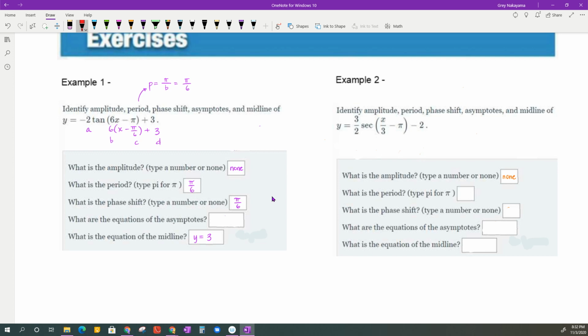So what are the equations of the asymptotes? Now remember I told you the asymptote for a tangent function is 1/2 the period. So what is 1/2 of pi over 6? Well, that's pi over 12.